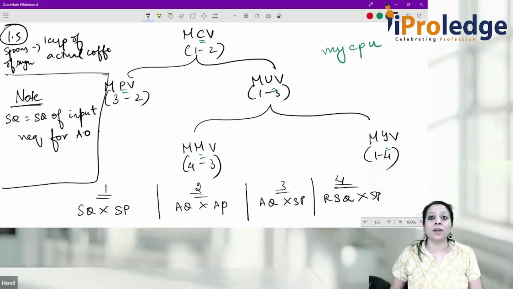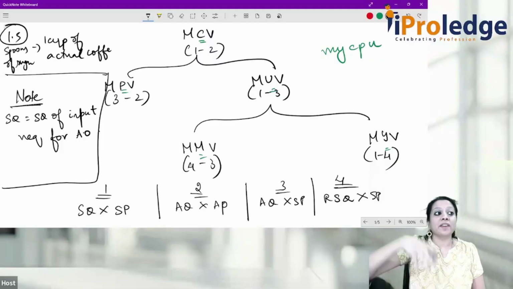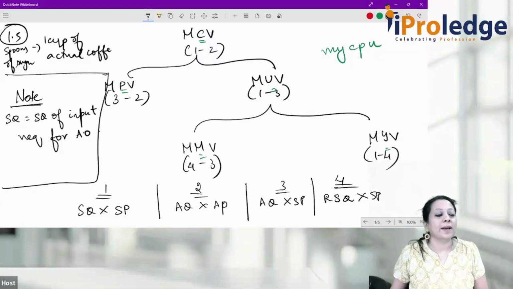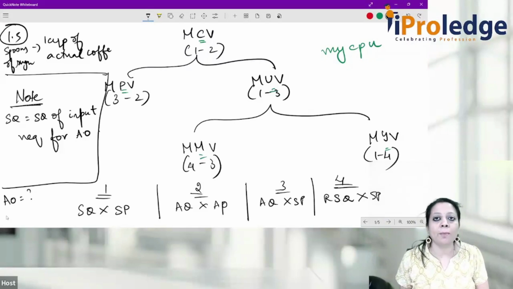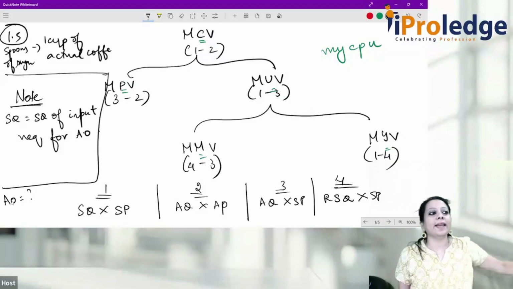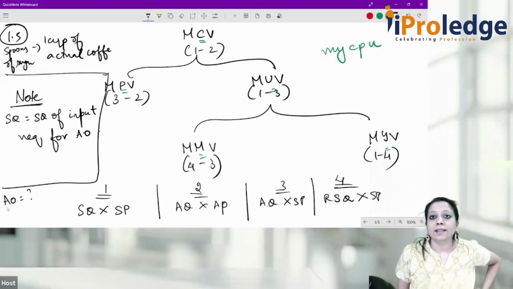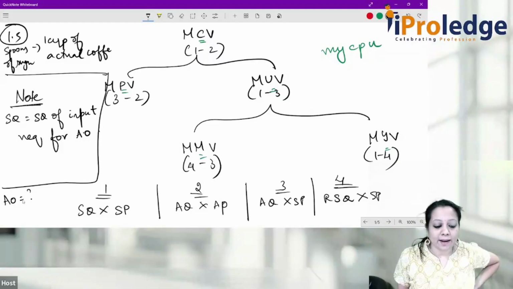Are you all understanding? We are talking about the standard quantity of input required for actual output. That means what is the standard quantity? How to find out? First, I will find out the actual output. How many cups of coffee were sold in a day? I will ask my chef. The chef is replying with the actual output.